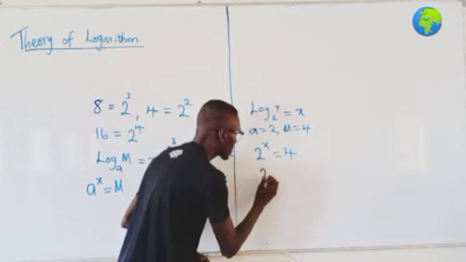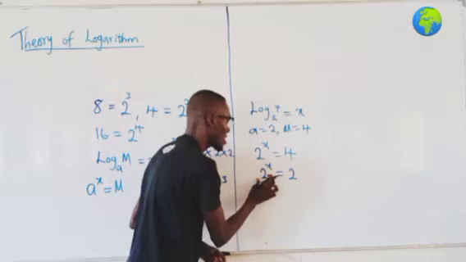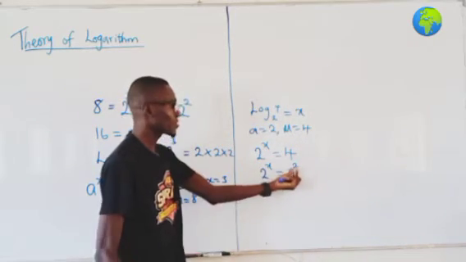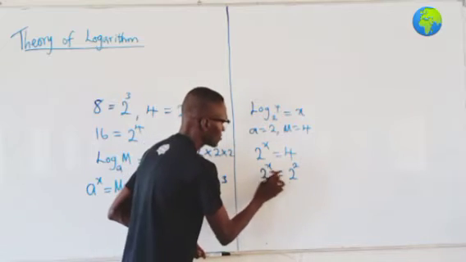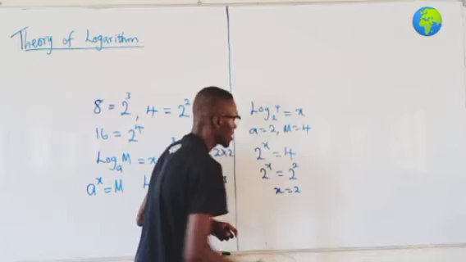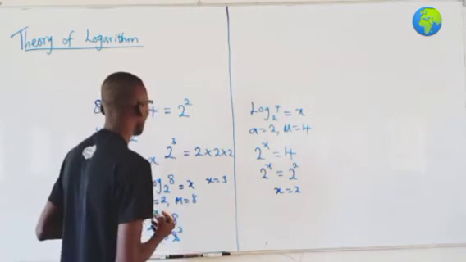So this time around, I'm having 2 raised to the power x is equals, I have to bring 2 first because 2 is what I'm having here such that I can equate. This is 2 raised to the power 2 because 2 raised to the power 2 is what? 4. So the bases are same. Equating the power, I'm going to have x is equals 2. And as you can see, that's just how to do these kind of things.